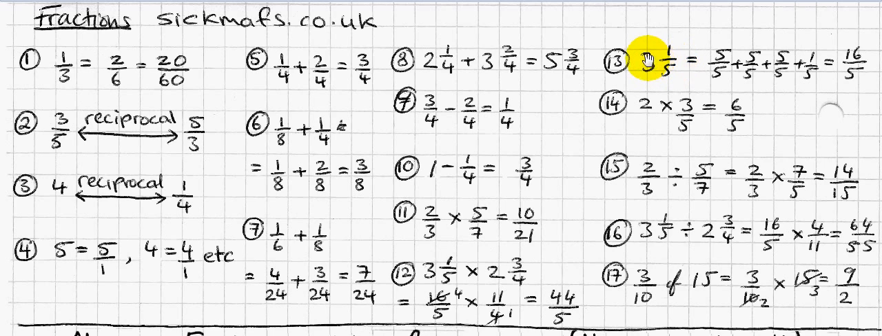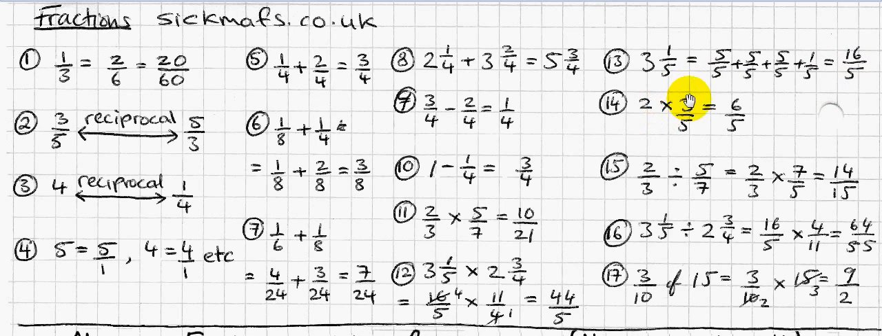So it sounds quite a long thing to do. All you really have to do is say 3 times 5, because we're going to have 5 fifths 3 times. So 3 times 5 makes sense. 3 times 5 is 15, plus the 1 fifth that's here already gives you 16 fifths.